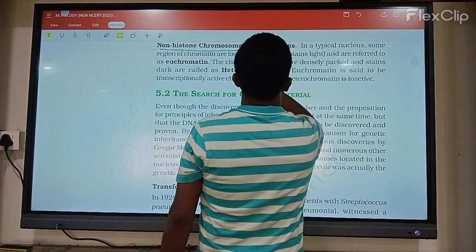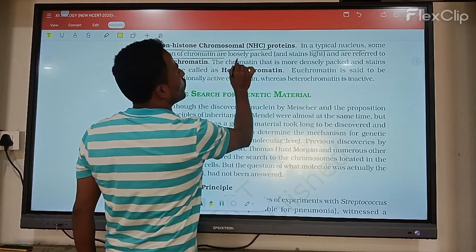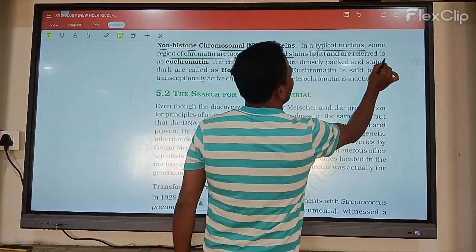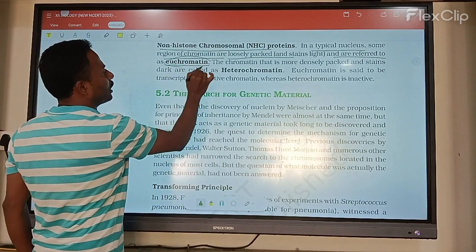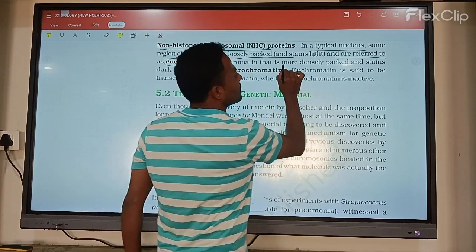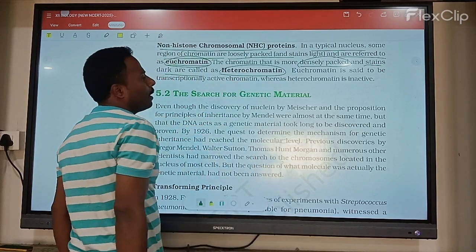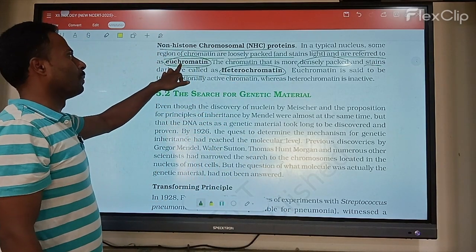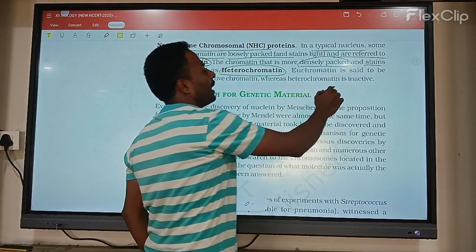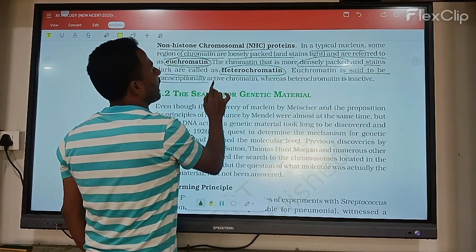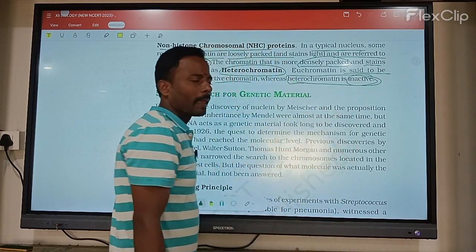Next, when these non-histone proteins are present, what happened? In a typical nucleus, some regions of chromatin are loosely packed and stain light, which is referred to as euchromatin. Loosely packed genetic material is called euchromatin, and the chromatin that is densely packed and stained dark is called what? Heterochromatin. Euchromatin is transcriptionally active chromatin, whereas heterochromatin is what? Inactive.